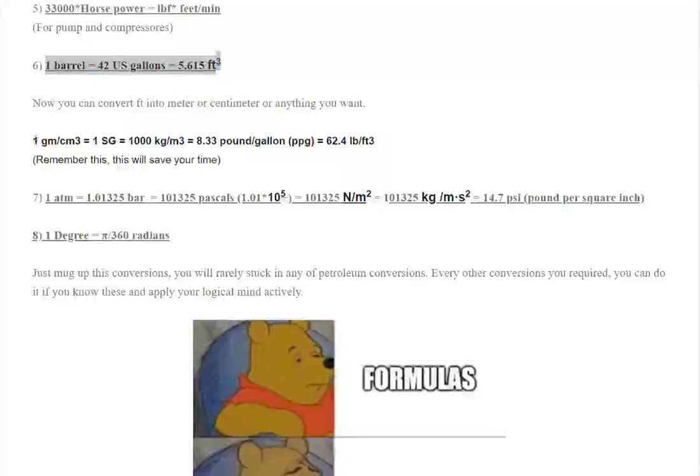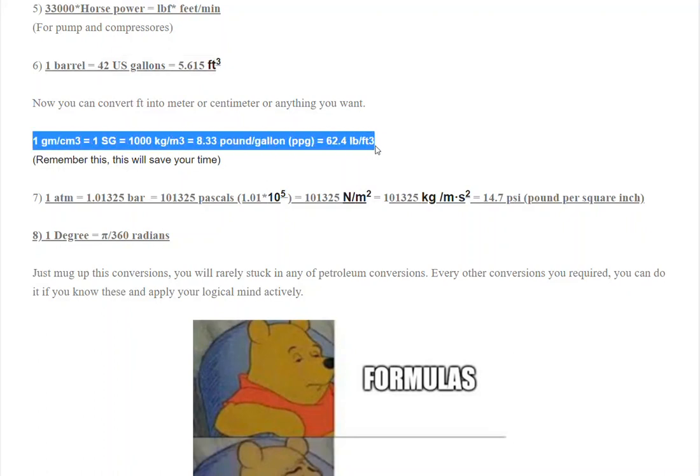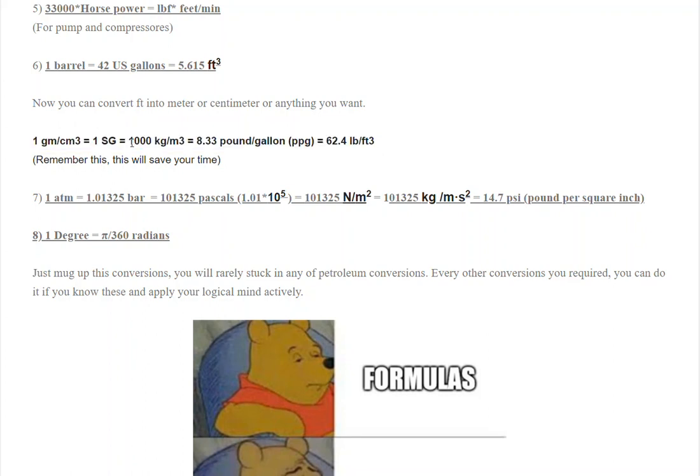The next thing is conversion of density. For the conversion of density, you can remember this basic equation, or you can remember the density of water in various forms, like 1 gram per centimeter cube. That is, density of water is equal to 1 specific gravity, that is water by pure water density, and we all know that is 1000 kilogram per meter cube.